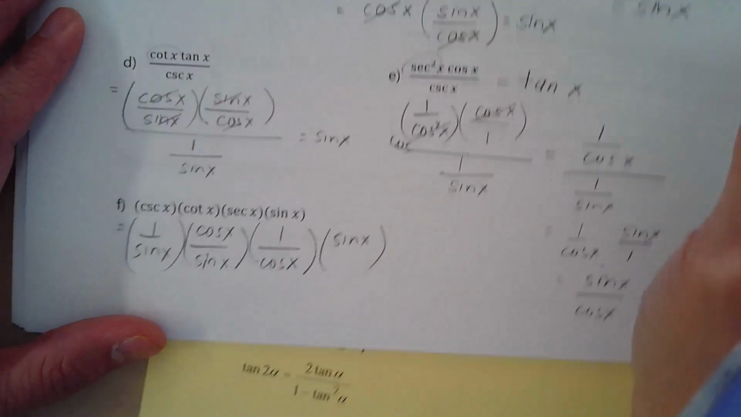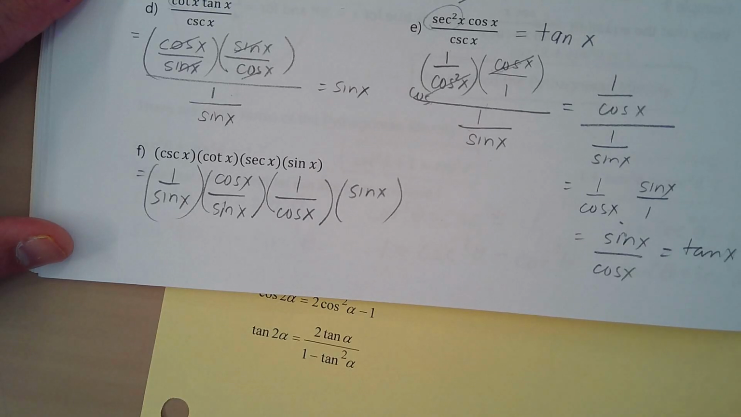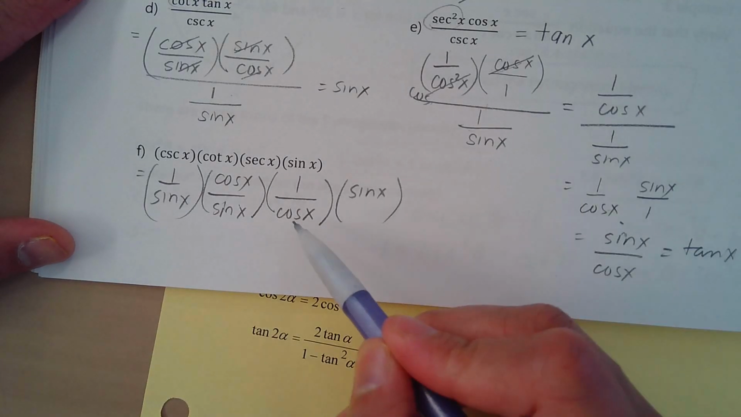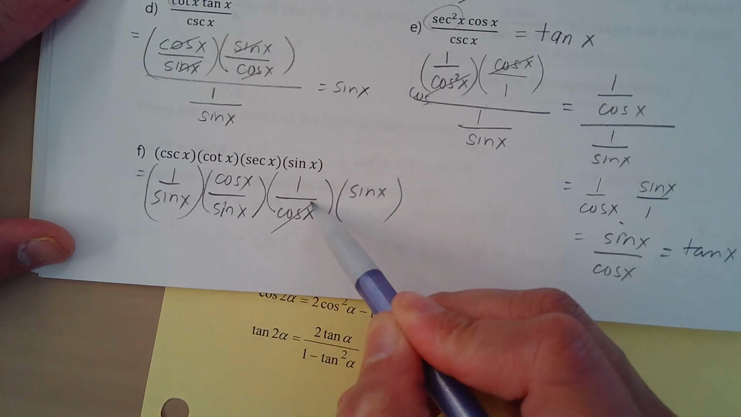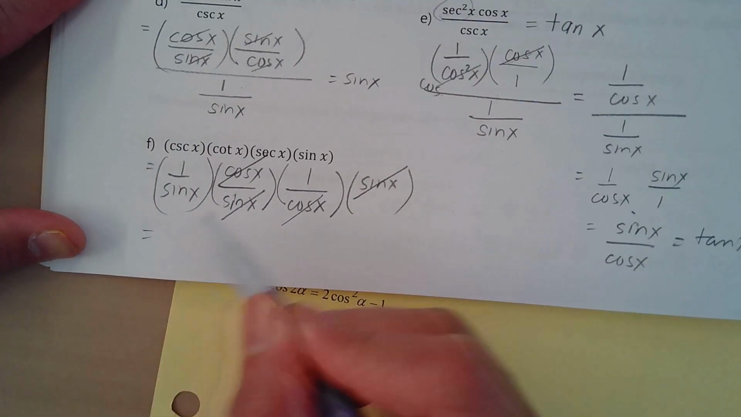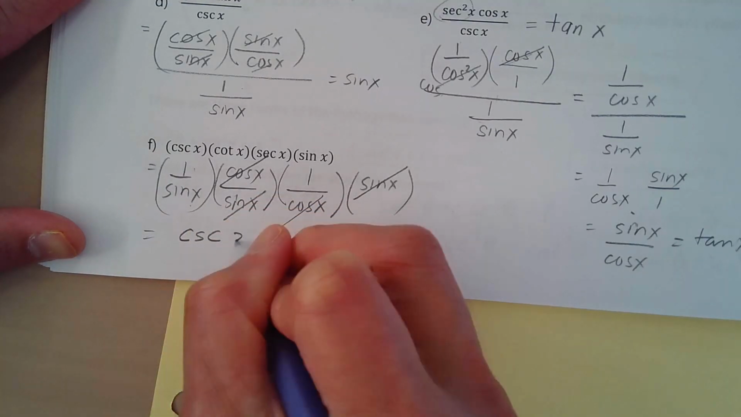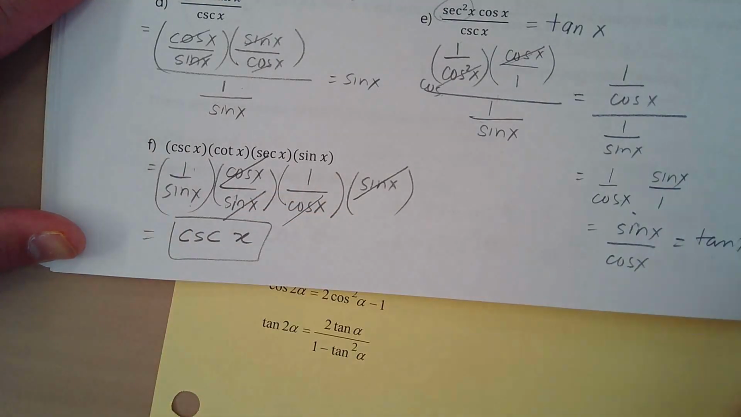Okay, so for letter F, I had to write it in terms of cos and sine. So I can see that cos cancels cos, sine is a common factor, and I have 1 over sine of x, which is cosecant of x. Okay.